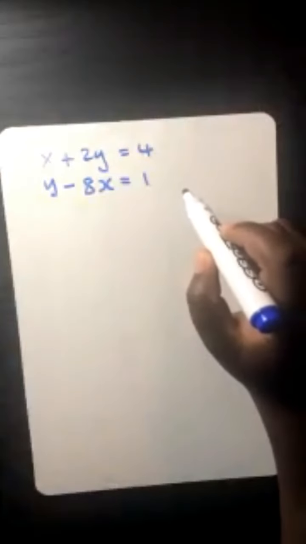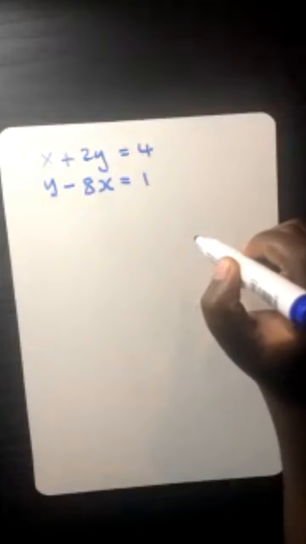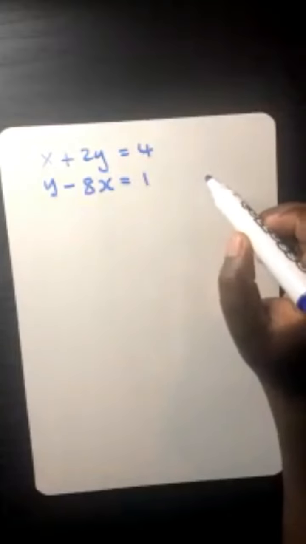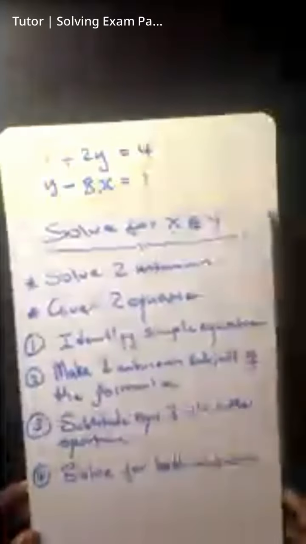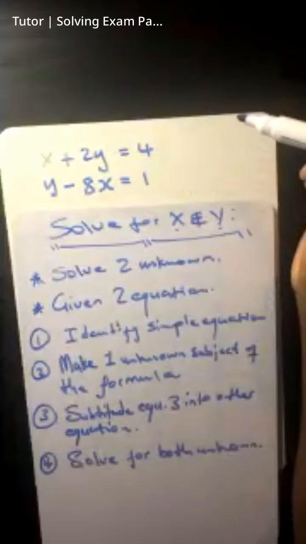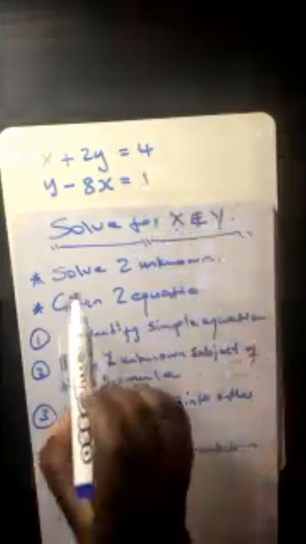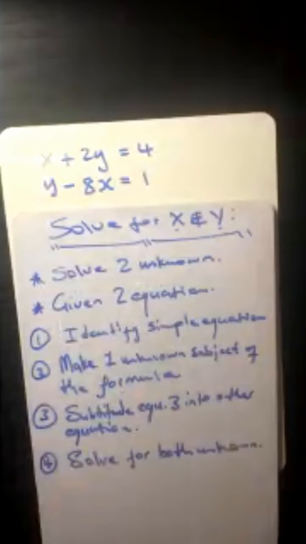So let's see. According to our notes, if we are solving for x and y simultaneously, obviously the word simultaneously means at the same time. So you have to solve for x and y at the same time. In the end, we must say x equals whatever, y equals whatever. So when you're solving for x and y, you must solve two unknowns. A question to you guys: what is represented by the unknown on those two equations?